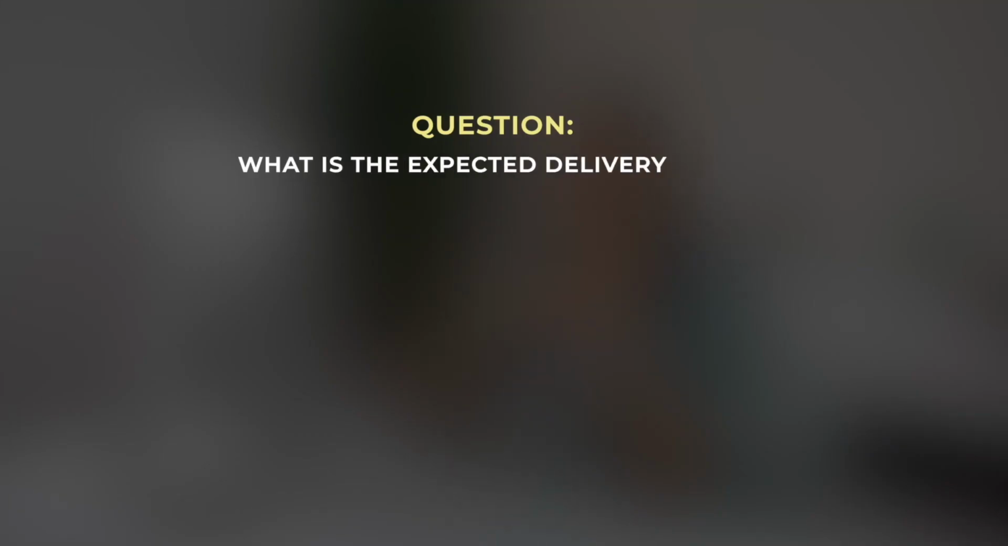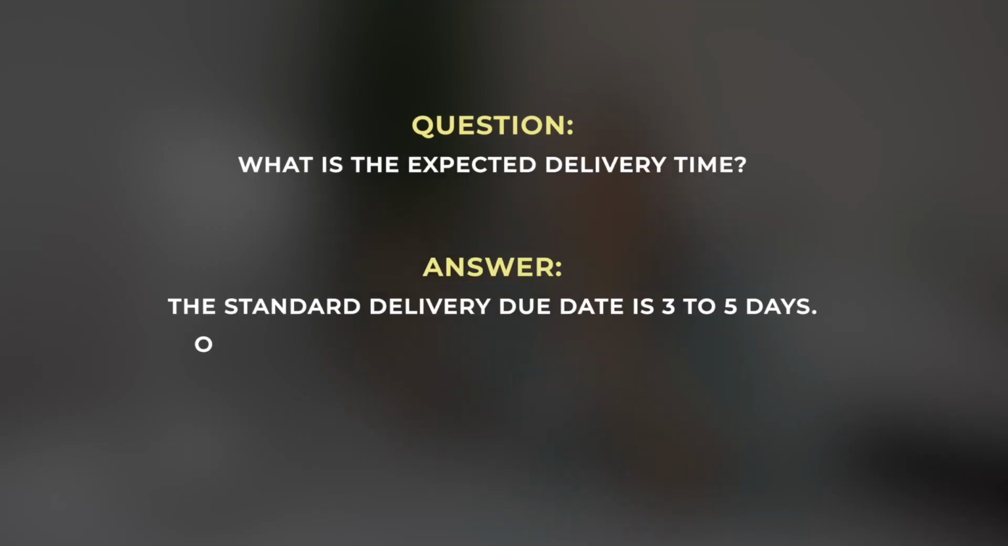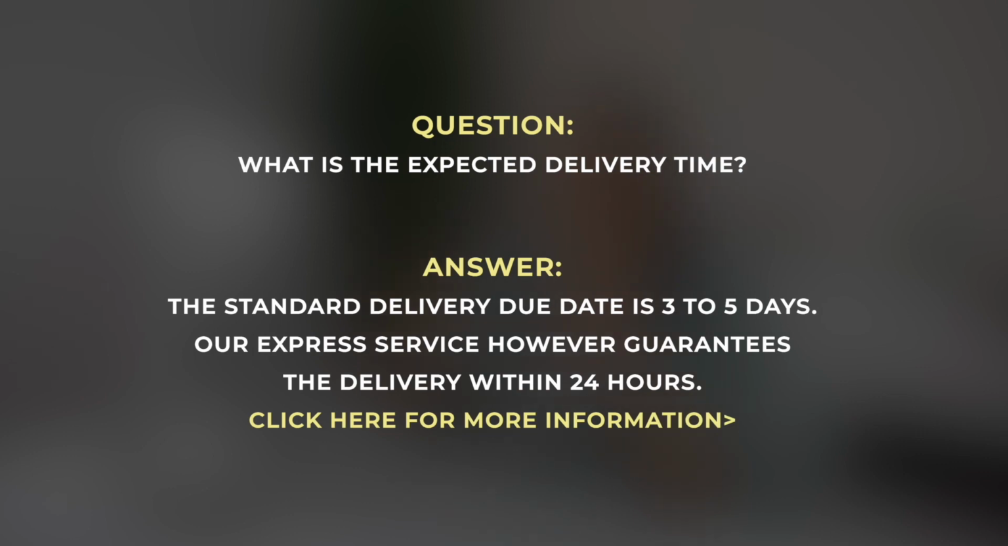Example of question: what is the expected delivery time? Reply: the standard delivery due date is 3 to 5 days. Our express service, however, guarantees the delivery within 24 hours. Click here for more information. This way, we give the user an answer in the first part and offer a paid service in the second one, without annoying the customer with slogans or frustrating advertisements. We simply give him useful information. If he wishes to receive the product fast, we have a service that could interest him.